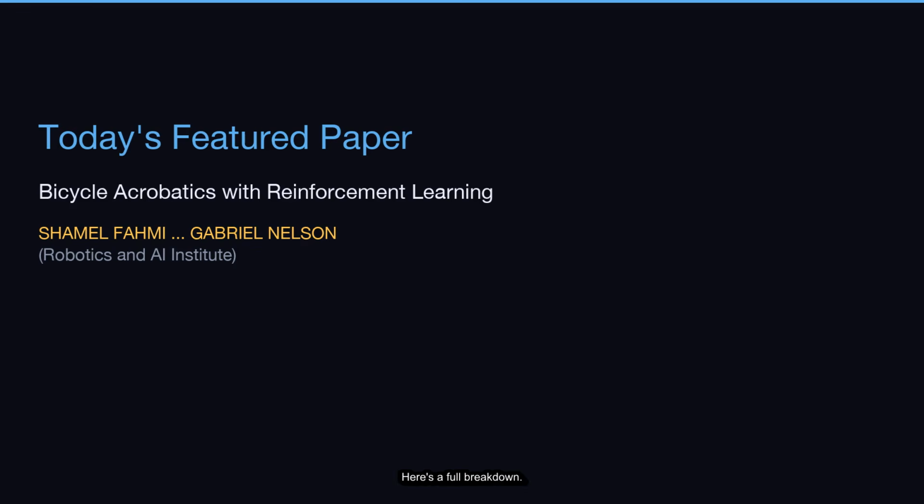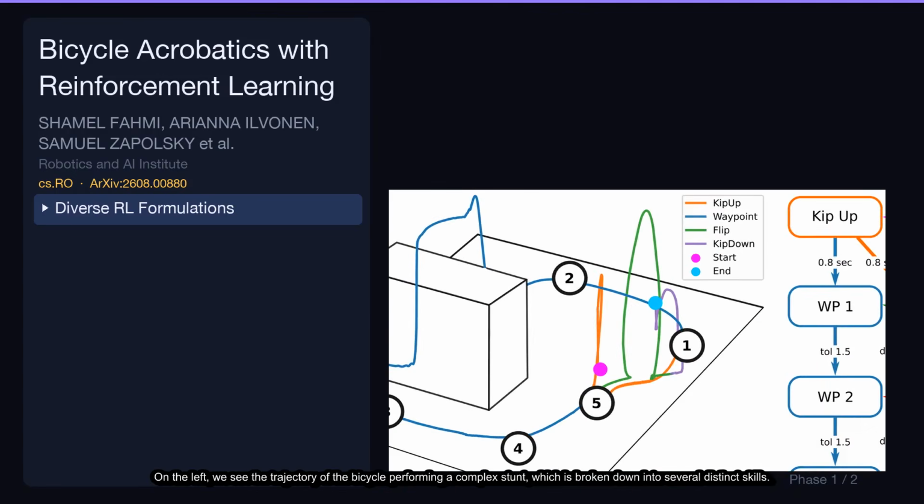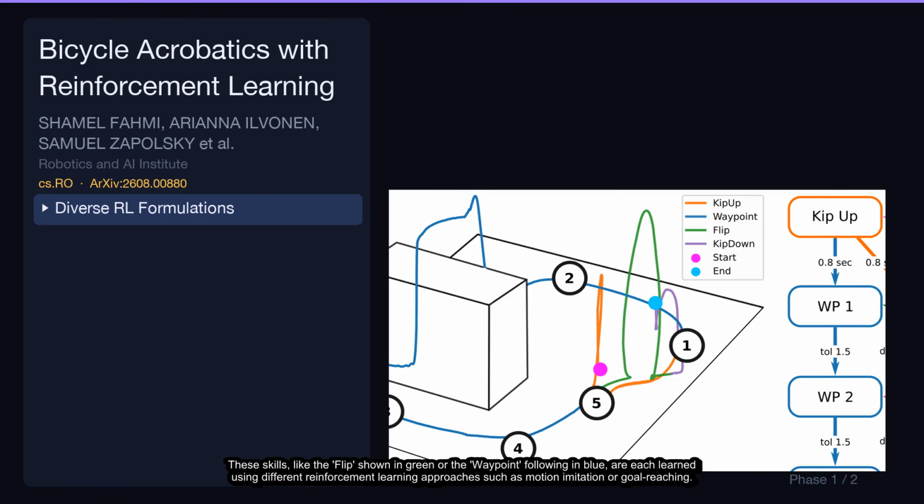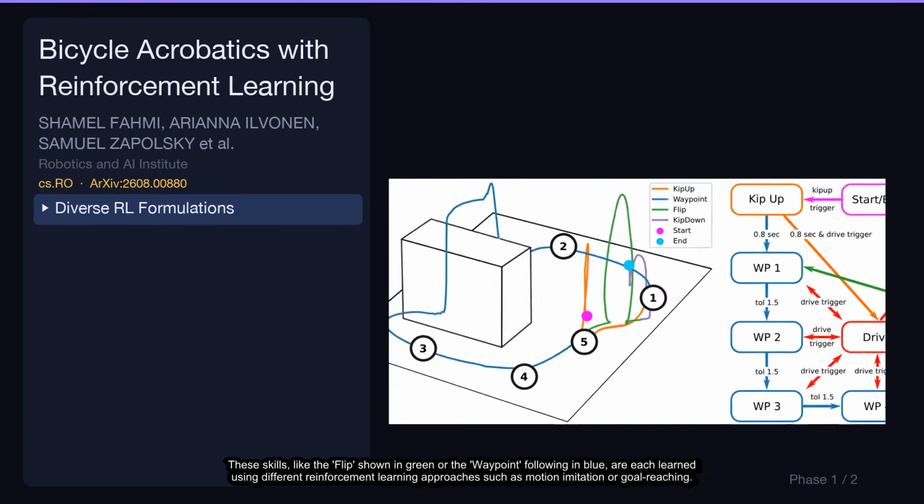Here's a full breakdown. On the left, we see the trajectory of the bicycle performing a complex stunt, which is broken down into several distinct skills. These skills, like the flip shown in green or the waypoint following in blue, are each learned using different reinforcement learning approaches, such as motion imitation or goal reaching.